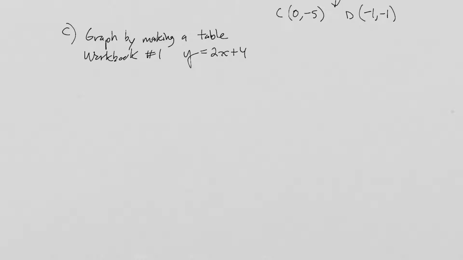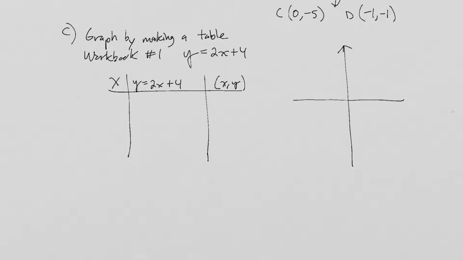And so we're going to create a table. We're going to calculate the y right here. We're going to choose our x's on the left. And then we're going to put those together for our ordered pairs, and we can plot those over here. Okay, so all you really need is 3 points in a table. We'll do a few extra.